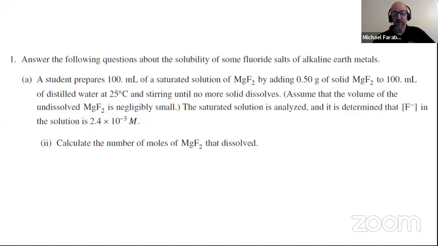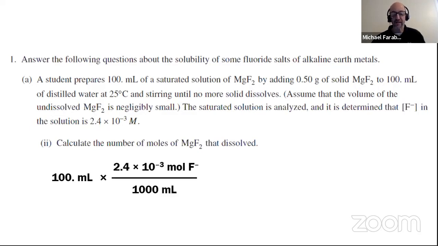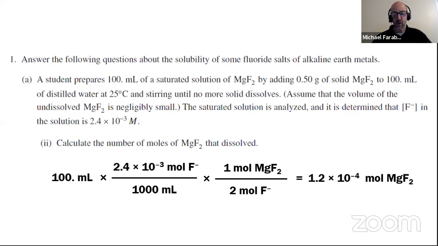So we'll start with the 100 milliliters, which is the volume of the saturated solution. We're going to use molarity as a conversion factor. So I could write 2.4 times 10 to the minus 3 moles of fluoride over 1 liter. I have chosen to write 1,000 milliliters instead of 1 liter, but that's because I wanted to get the milliliters to cancel out. Now, the second step is to convert moles of fluoride into moles of magnesium fluoride. There's that 1:2 ratio I mentioned. And so if we do this math, we get 1.2 times 10 to the negative 4 moles of magnesium fluoride. So that is considerably less than the amount of moles of magnesium fluoride that was added. That's how much actually dissolved.